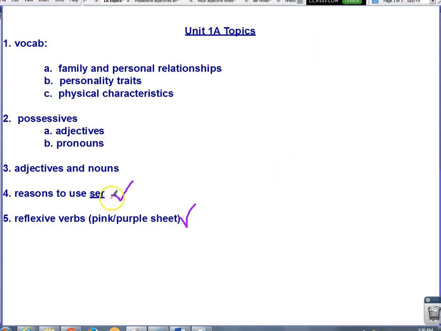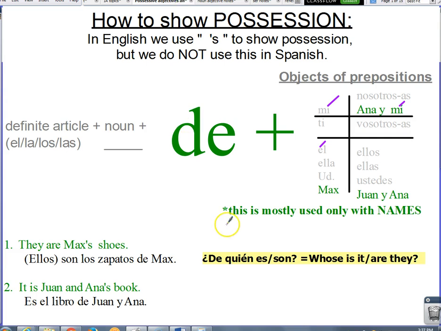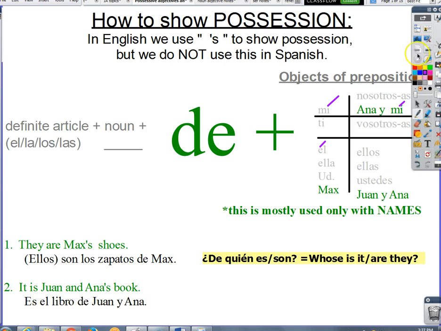If I go back to the topics, adjectives and nouns, there we go. Possessives. We've been really focused and spent a lot of time in class on possession, and we've talked about possessive adjectives and possessive pronouns. So what we have in our notes, and should now have transferred to our brain files, is that you can't use apostrophe S in Spanish, that we use de plus the name, because this is mostly used with names. De quién asks whose is it.